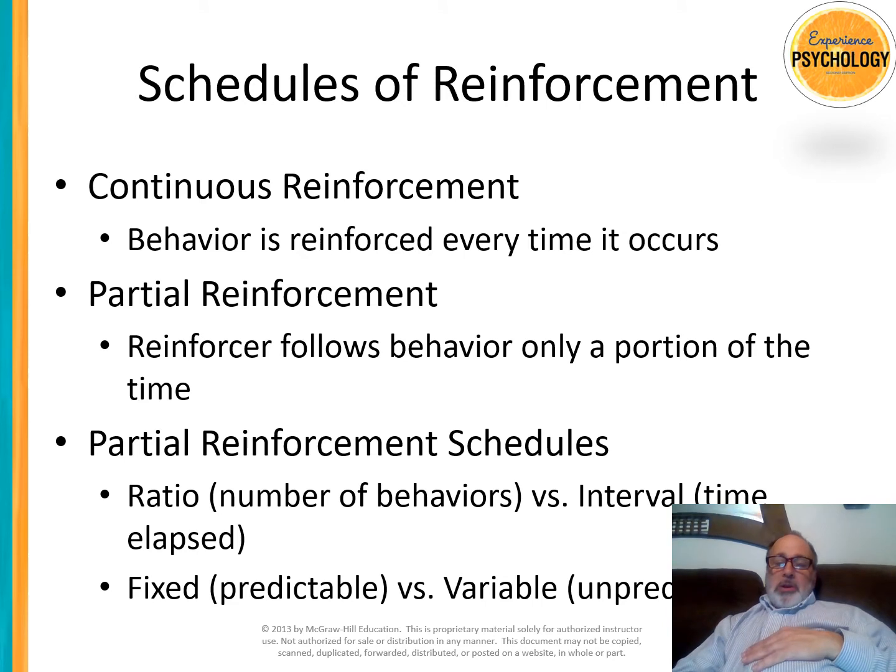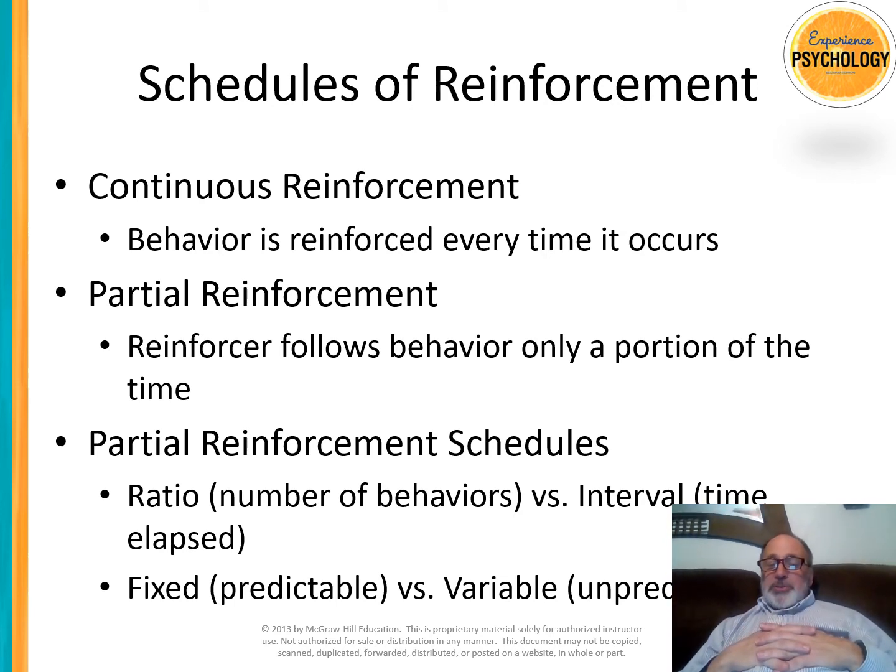All right, with ratio, there's fixed and variable. Fixed schedule is predictable. So if I tell my kid for every 5 A's that they bring home, I will give them $10, after a while they'll figure out, I need some money this weekend, let me make some A's. So it's predictable. The individual can figure out when they're going to get paid.